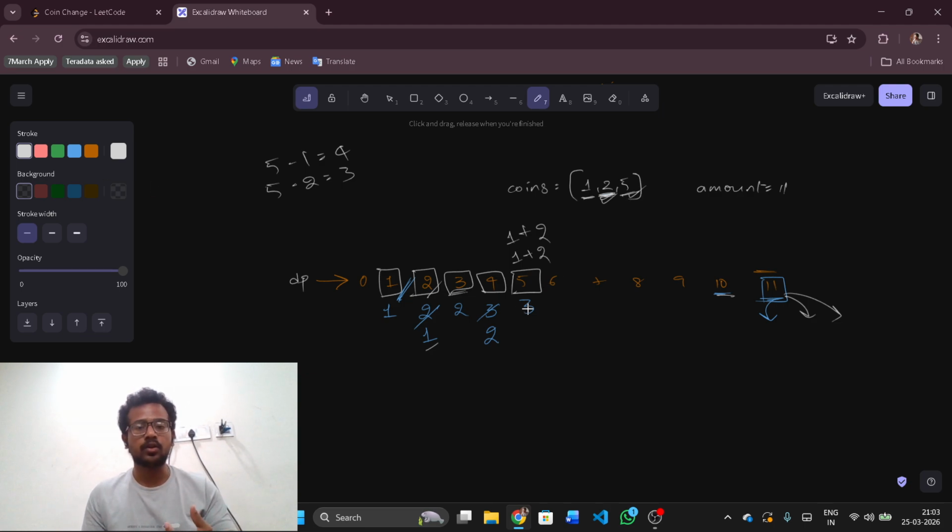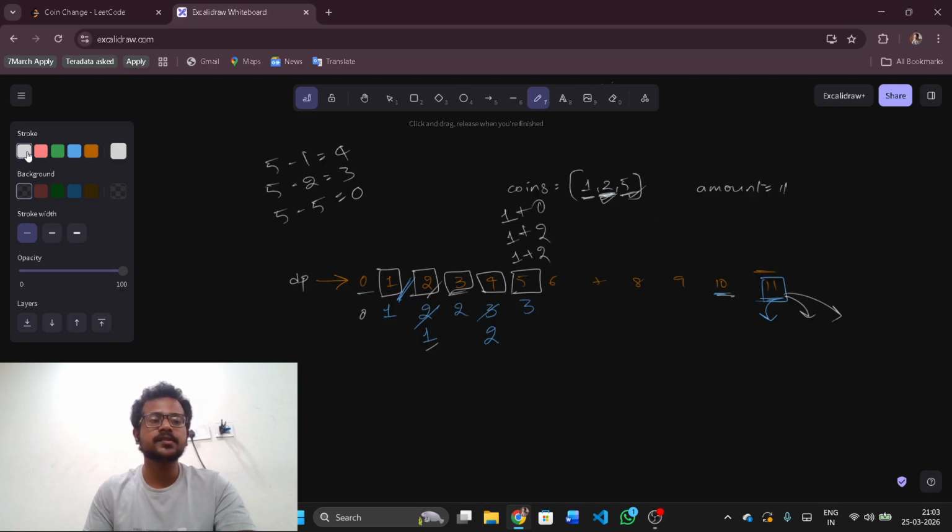The amount which I want to make is 5. Now, if I take coin number 5 one time, what is the remaining amount? 5 minus 5, which is 0. So to make 0, I just need 0 coins. So 1 plus 0 is 1. So it is not 3 which makes 5. It is just 1 coin which is already there.